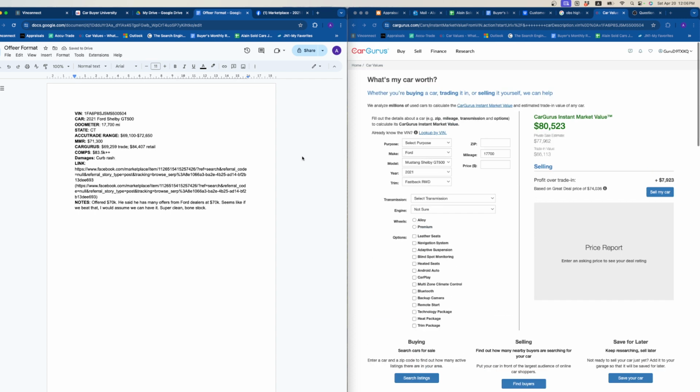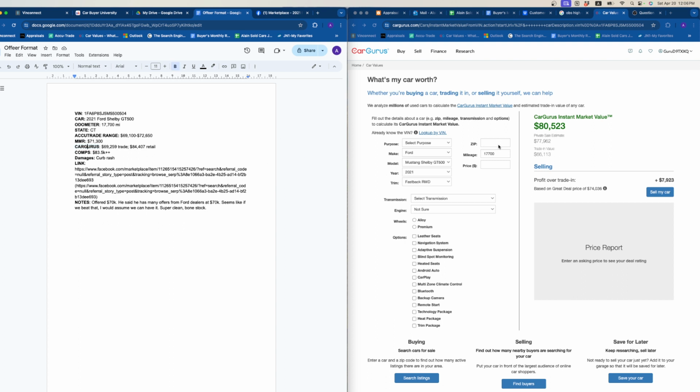So in this case, this is an example that Eric, one of our buyers, sent me, and it's a perfect example. So basically, it starts with the VIN. Here you can see the VIN, and then what the car is, how many miles, what state it's in. If you don't have AccuTrade access, you can ignore this for now, but for those who do have AccuTrade access, you can put the AccuTrade range and then what the MMR is. I think you can figure out MMR even without the AccuTrade software. You can find it on other softwares.